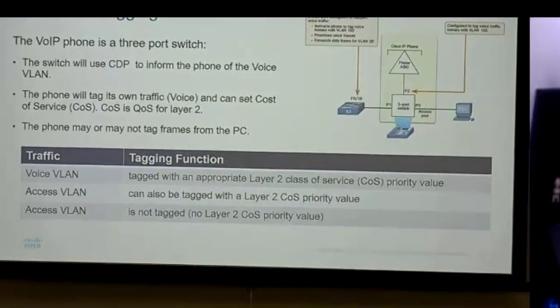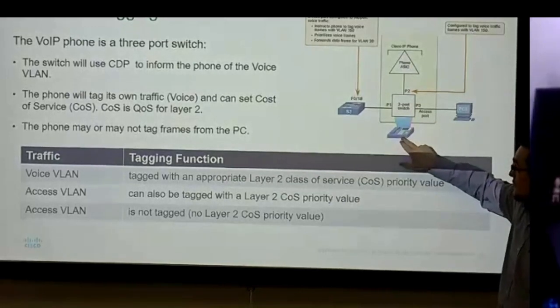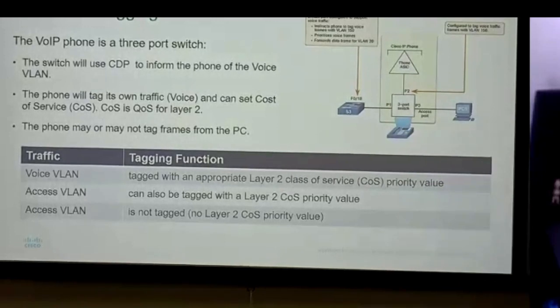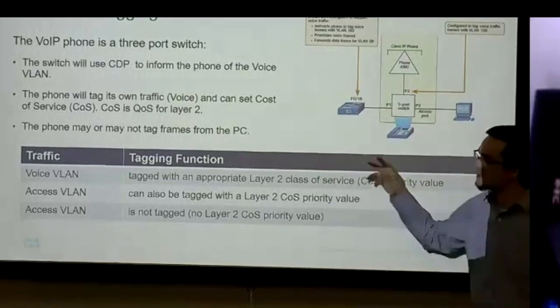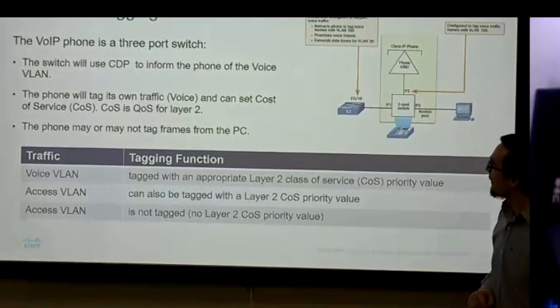The VoIP phone, so I talked about 2 ports, but it is 3 technically. Inside the phone is a little switching component. Remember what CDP stands for? Cisco Discovery Protocol. Is it proprietary? Very. It says Cisco in the name. Yes, it's proprietary.